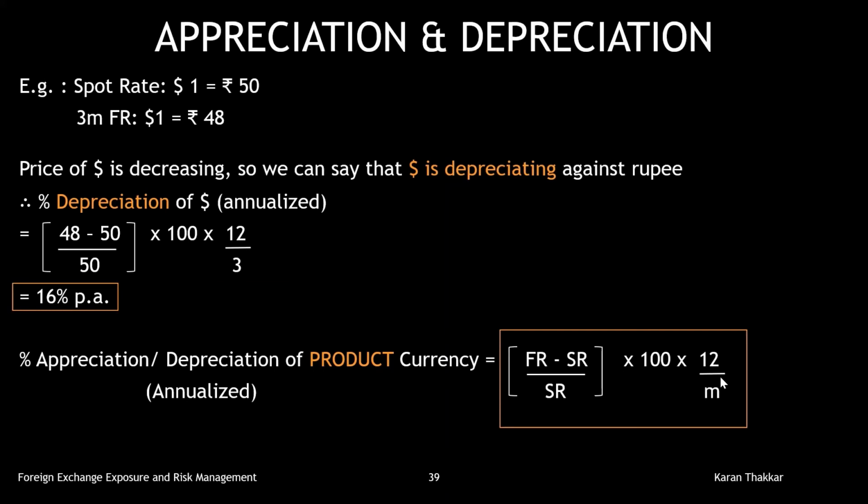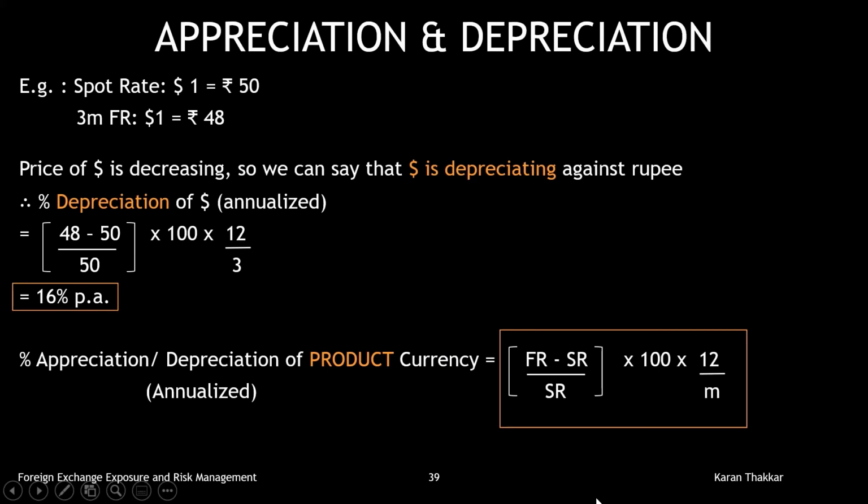Read the question carefully, whether they have given percentage for the period or an annualized percentage, because you don't want to make a silly error. The formula will not have 12 by m if the question says, for example, find the percentage dollar appreciation during that period. You don't need an annualized number, and that's why you won't have 12 by m in the formula. Also, if you are given percentage change and the spot rate, you can plug in the numbers in this formula and get the forward rate.